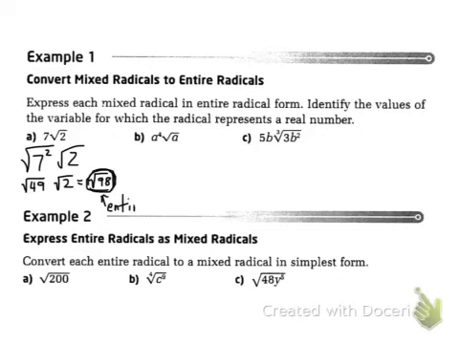Let's look at the second one. Well, first of all, root 98 is called the entire radical. 7 root 2 is called the mixed radical. In example B, we have a to the power of 4. Well, we've got to square that and put it underneath a square root sign, times square root of a. A to the 4th squared is a to the 8th.